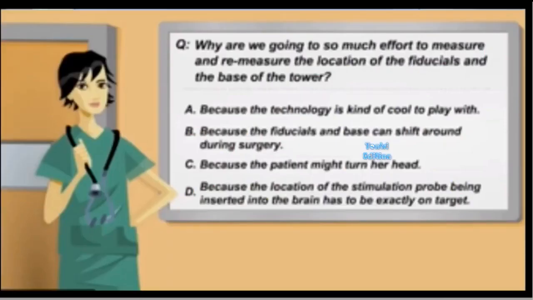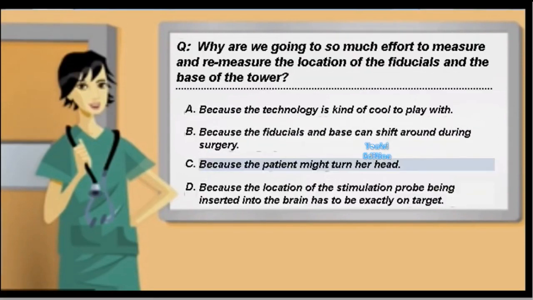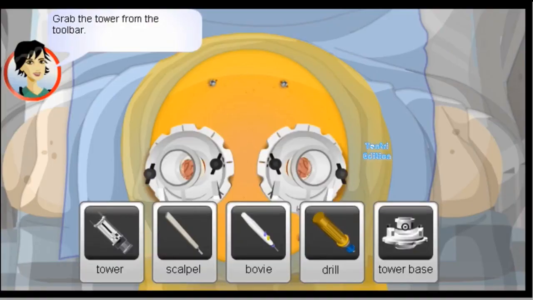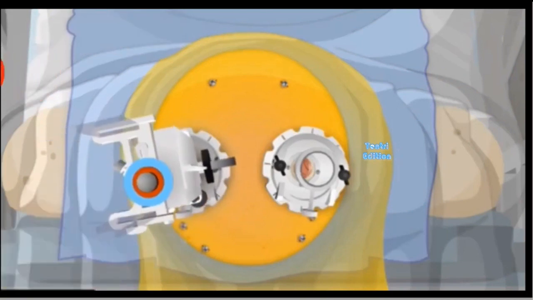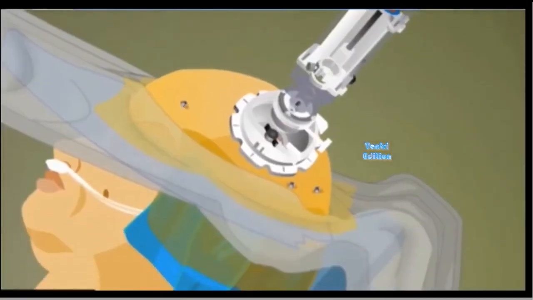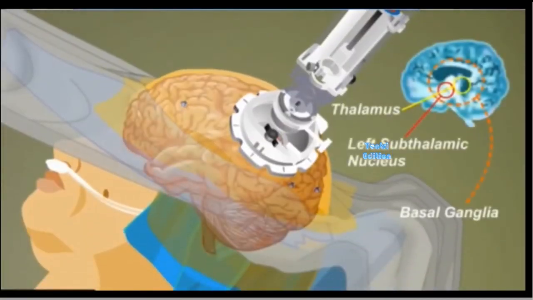Why are we going to so much effort to measure and remeasure the location of the fiducials in the base of the tower? Try again. Awesome! Now we need to put the top of the tower on the base, which will guide the probe directly to the target. The target for stimulation is the left subthalamic nucleus, which is part of the basal ganglia. Stimulating this area will help control the tremors caused by the disease.